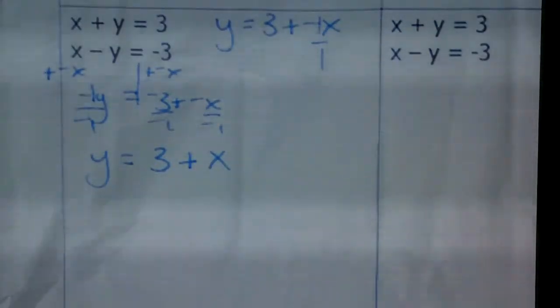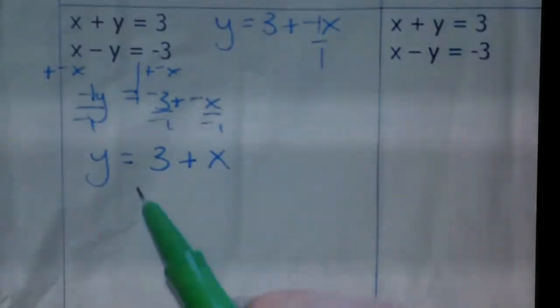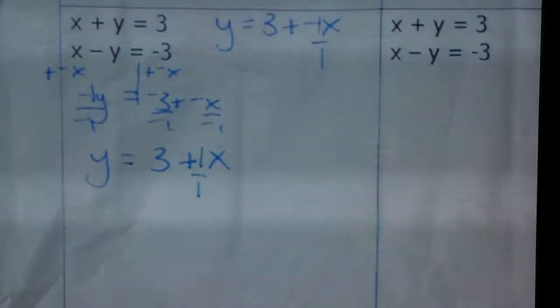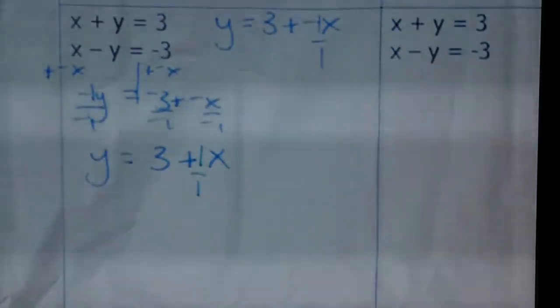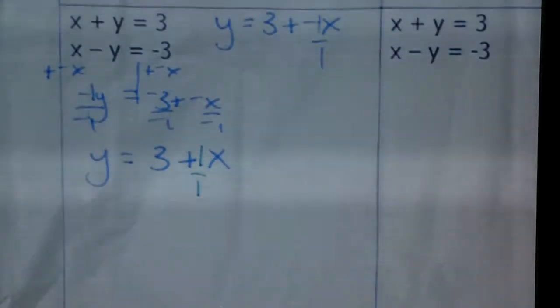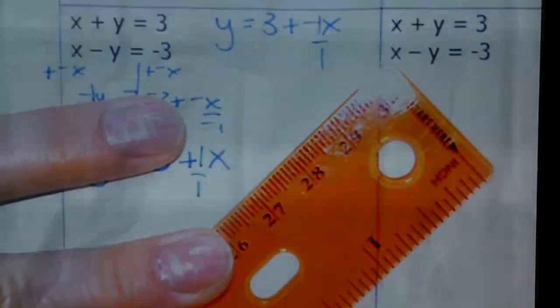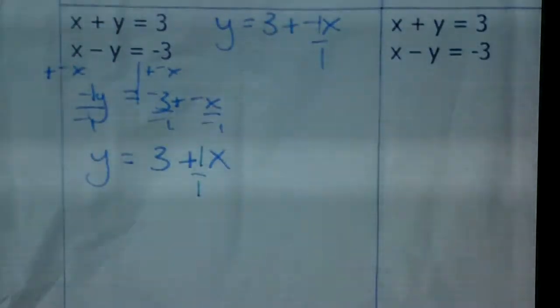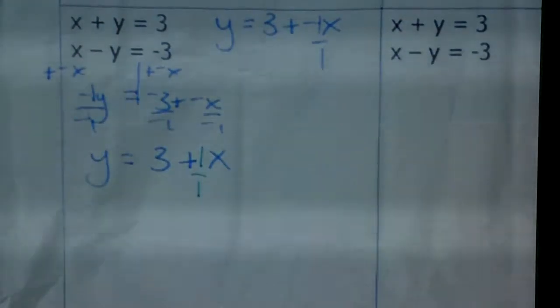And in my next set, the y-intercept is also a positive 3. My slope is actually 1 over 1. Because remember, if you have an x, it means 1x. So from here, I go up 1, right 1, up 1, right 1, and draw my line. And we see that, hey, these lines cross at 0, 3.